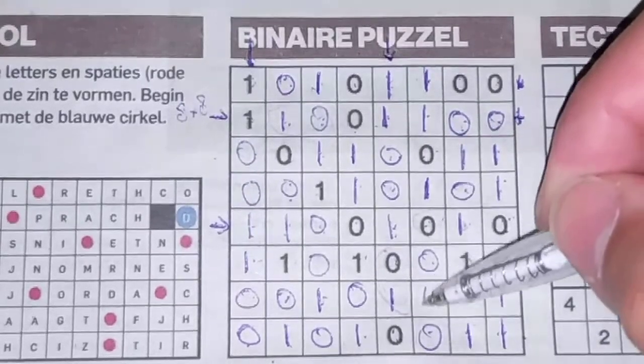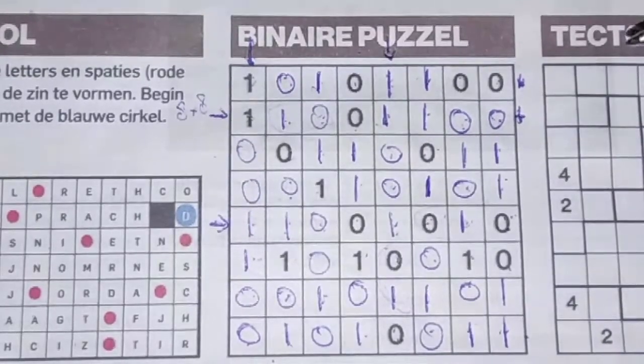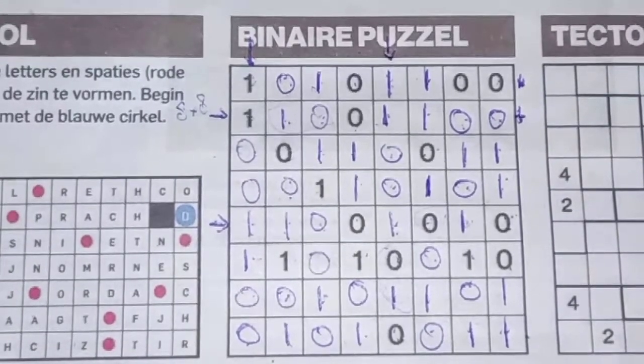Double zero here, a 1 and there 1. Finished in 5 minutes. All right. Great Sudoku, great binary puzzle. 2 columns, 4 rows to compare.